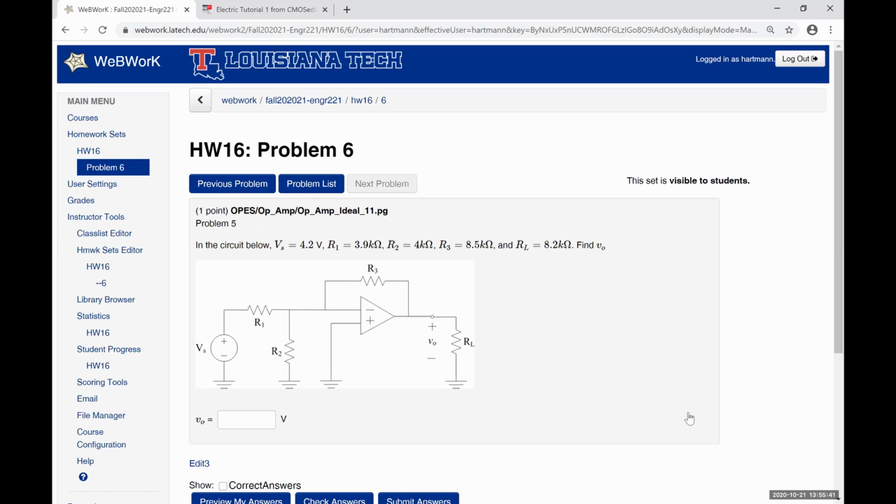No, it was negative R3 divided by R1 times Vs. Would you care for me to prove that? Sure.